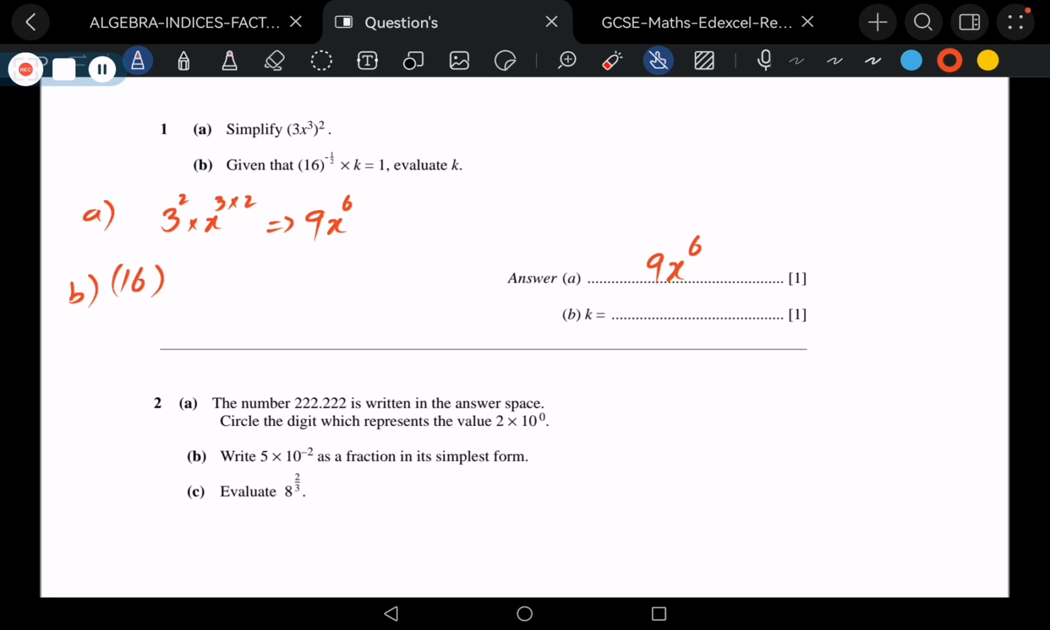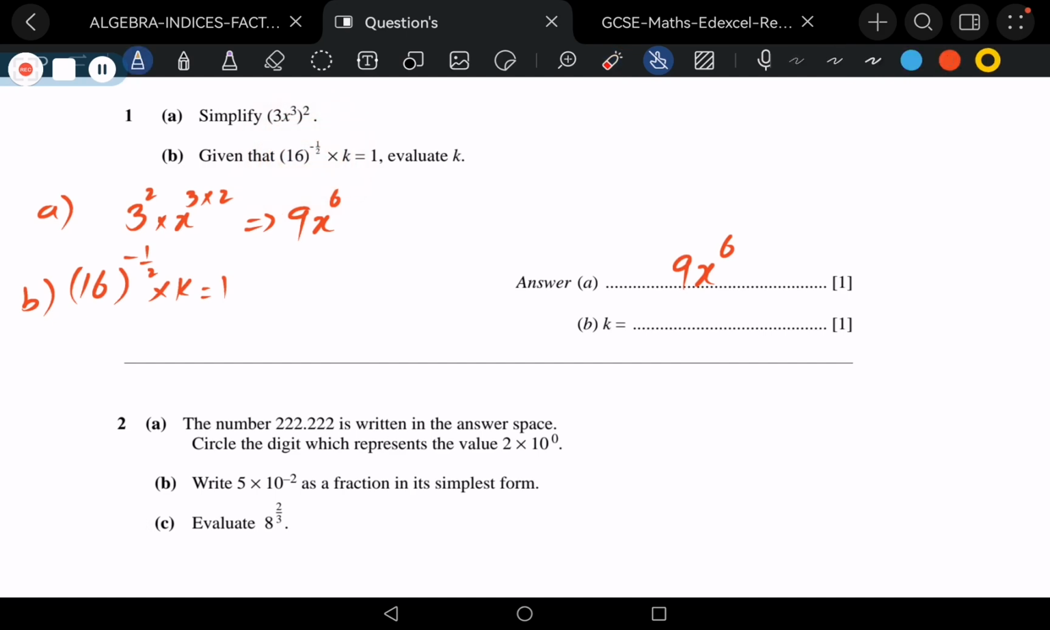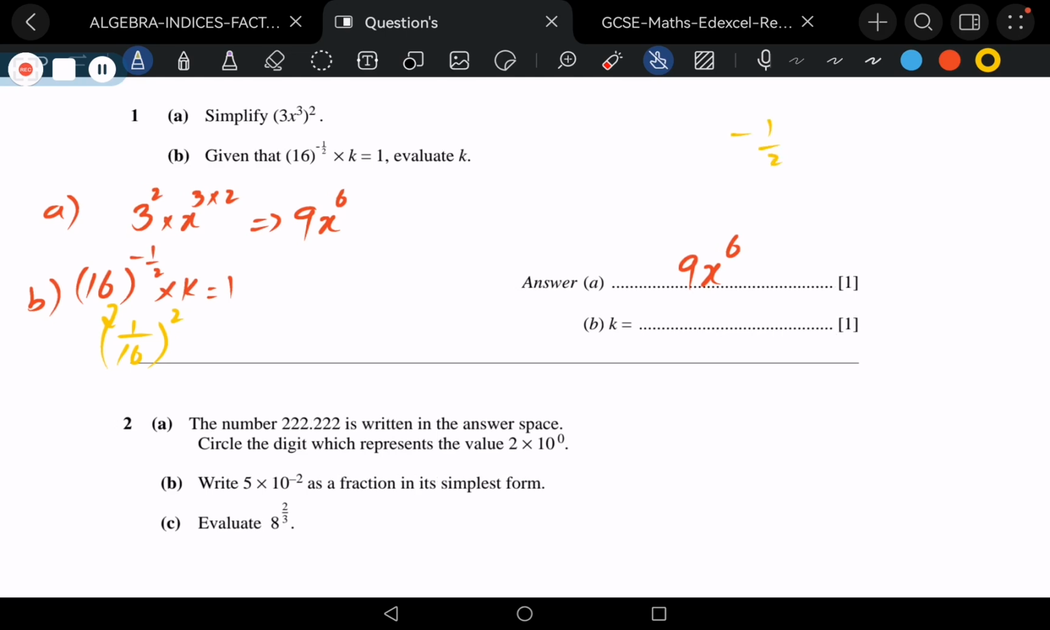16 power minus 1 by 2 times k equals 1. What will I do? Just like I told you in my notes, whenever the power is negative, you cannot solve it. What should be your first step? Your first step is to convert the negative power into positive by taking a reciprocal. So 16 will become 1 over 16 to make the power positive, and the power will become 2. If it's negative 1 over 2, its reciprocal will be positive 2 over 1.